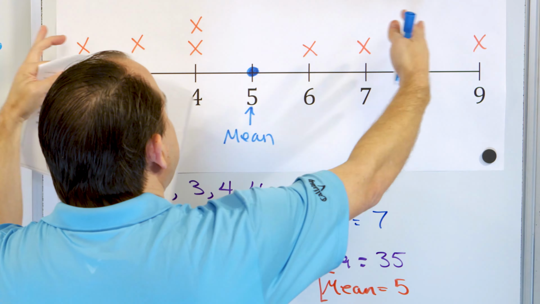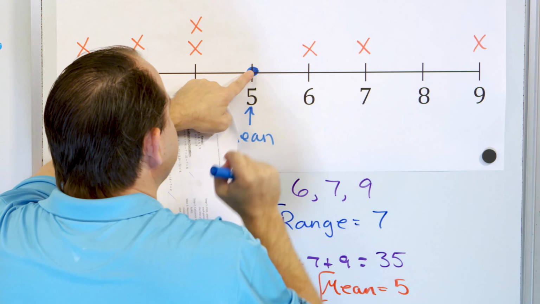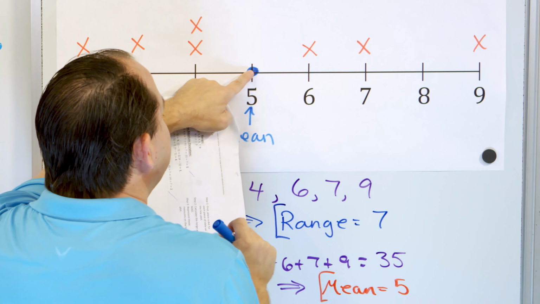To figure out the spread of each of these points about the mean, we want to figure out how far away is this point from 5. Well, it's only 1 unit away. How far away is this point from 5? It's only 2 units away. How far away is this point from 5? It's 9 units away.